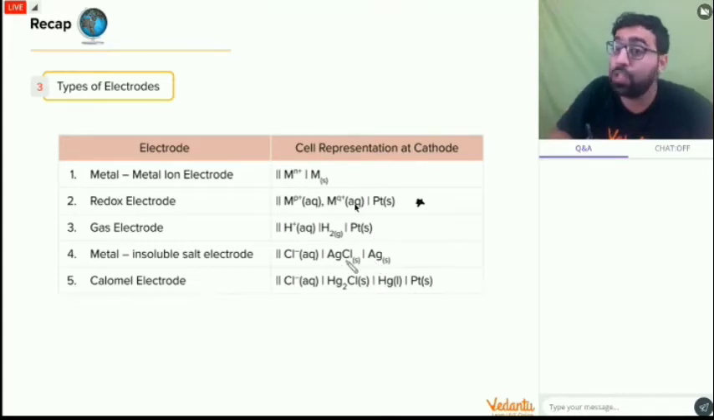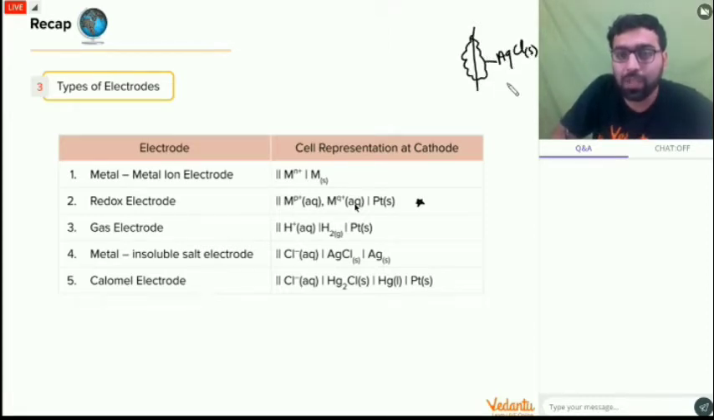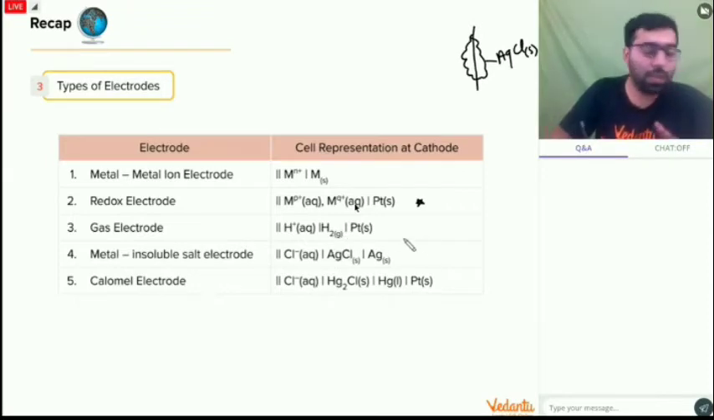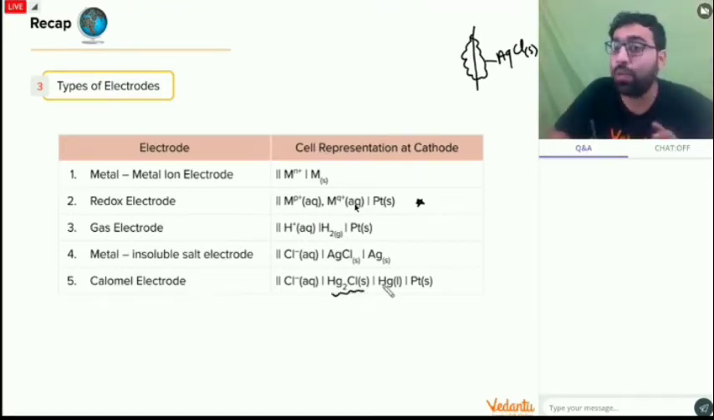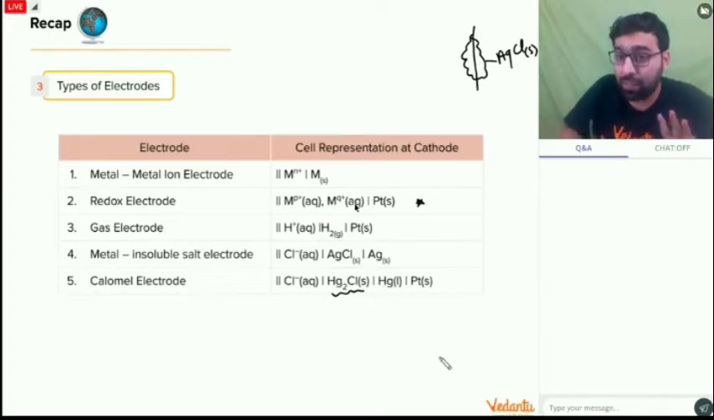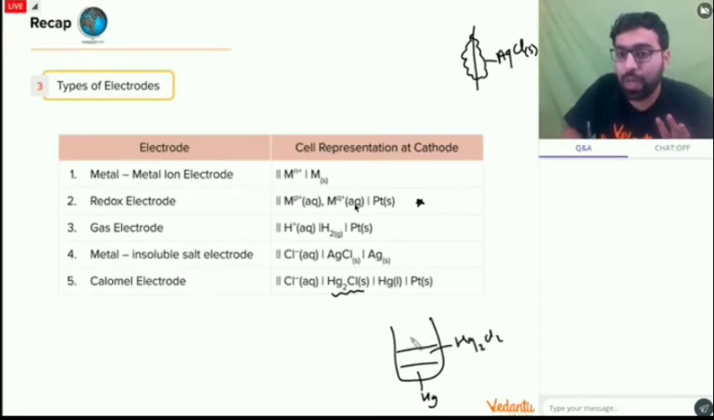Next was metal with a sparingly soluble salt. There was a silver electrode. On that silver there was a paste of AgCl solid, and the chloride ion was the electrolyte. The last one was the calomel electrode, mercurous chloride. There were three layers in the calomel electrode: mercury, then after mercury, mercurous chloride, Hg2Cl2, and on top of that we had a chloride solution.